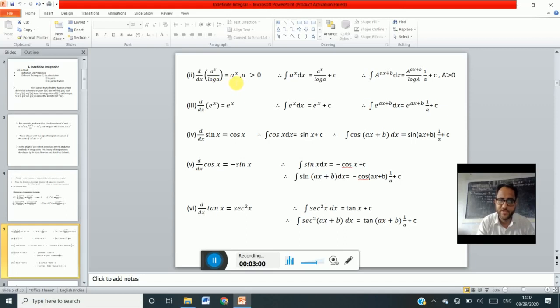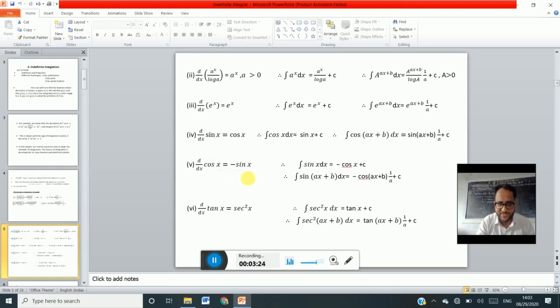So here, therefore, the integration of a to the power x is a to the power x upon log a, right? And using the important result, it is like this. Similarly, the integration of e to the power x is e to the power x, and using the important result, it is like this. Then the derivative of sin x is cos x, so the integration of cos x is sin x plus c. Using the important result, it is like this.